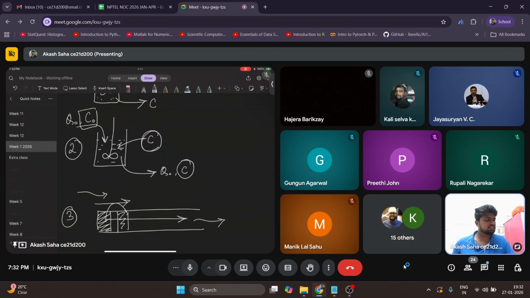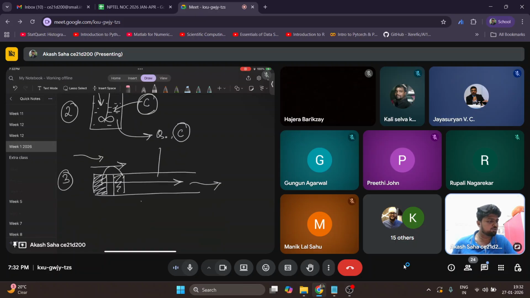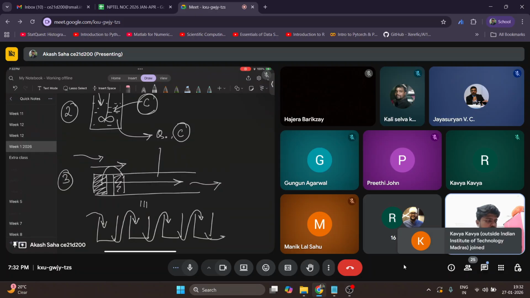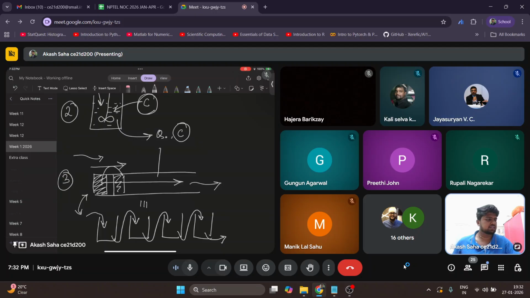So this reactor is equivalent to, suppose I put many type 2 reactors, where one input is coming, it is going out, going to the other one, going out, going to the other one, like this. Okay, so these two are almost the same. So we have these three kinds of reactors.